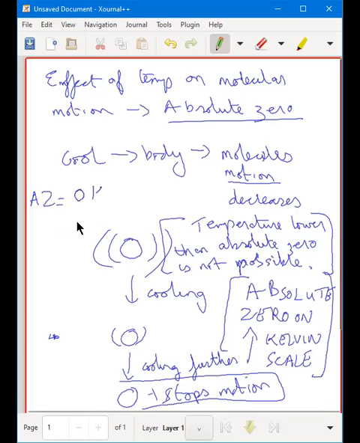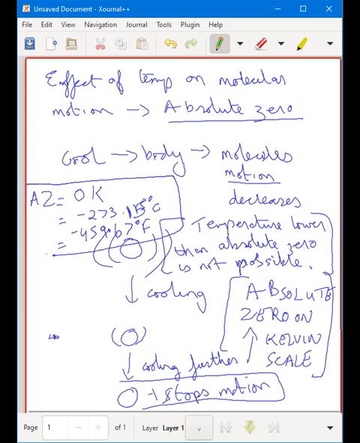Absolute zero is 0 K or minus 273.15 degrees Celsius, or it corresponds to minus 459.67 degrees Fahrenheit. Please copy this down. It corresponds to 0 on the Kelvin scale, minus 273.15 on the Celsius scale, and minus 459.67 on the Fahrenheit scale. Okay, please understand the concept of absolute zero, how it works and why you cannot get a temperature lower than absolute zero.